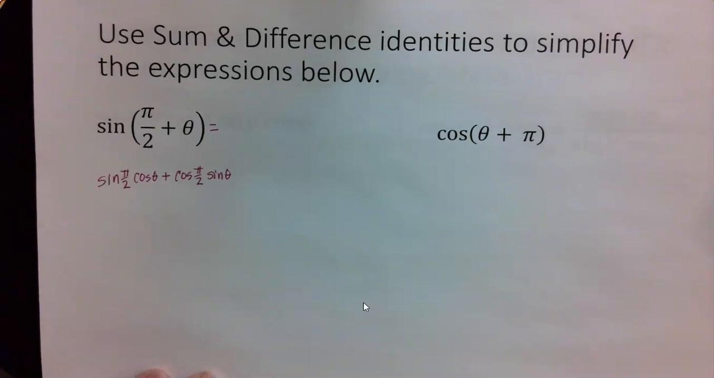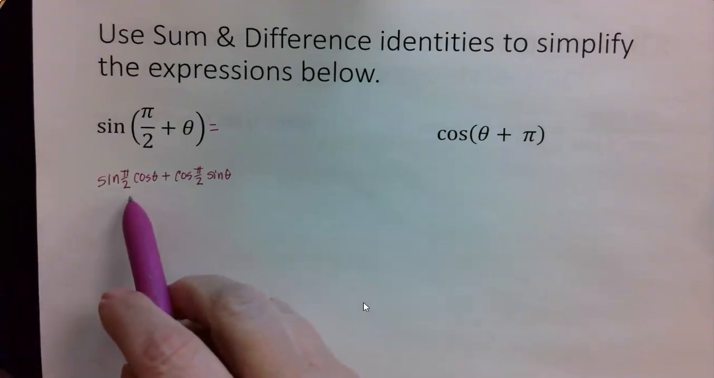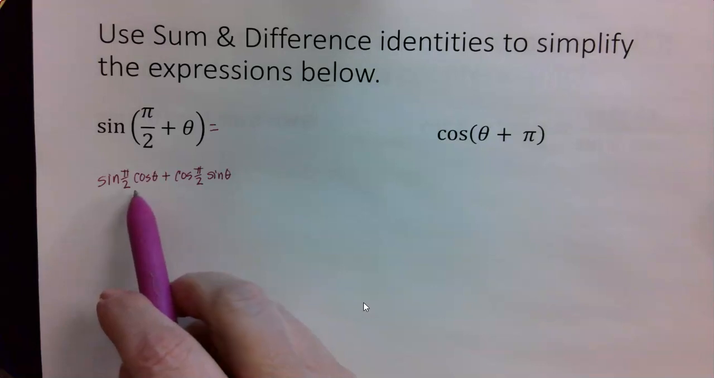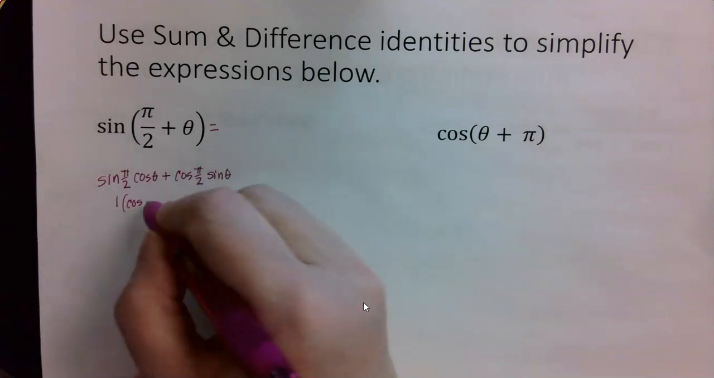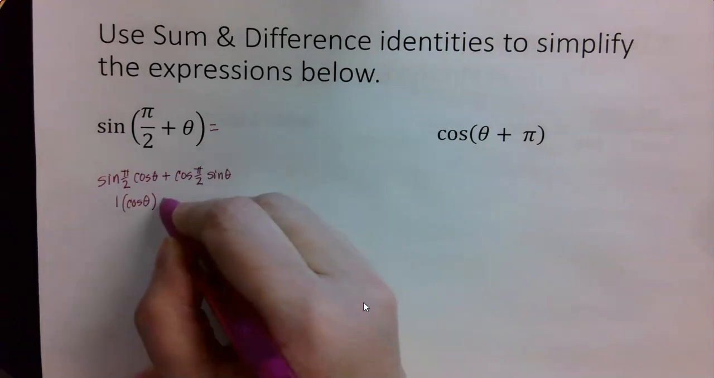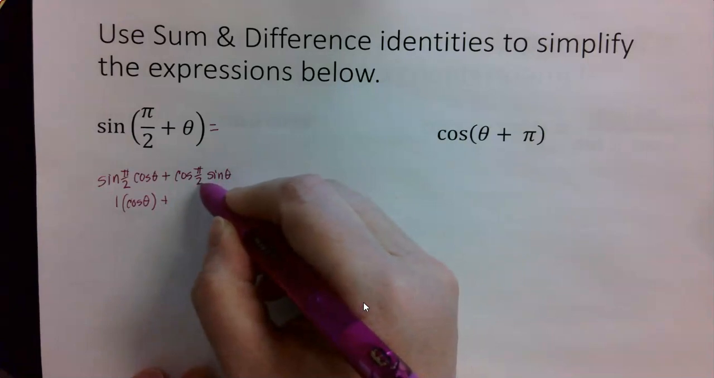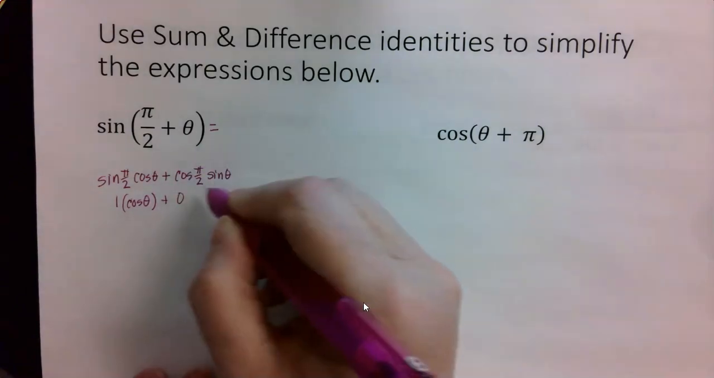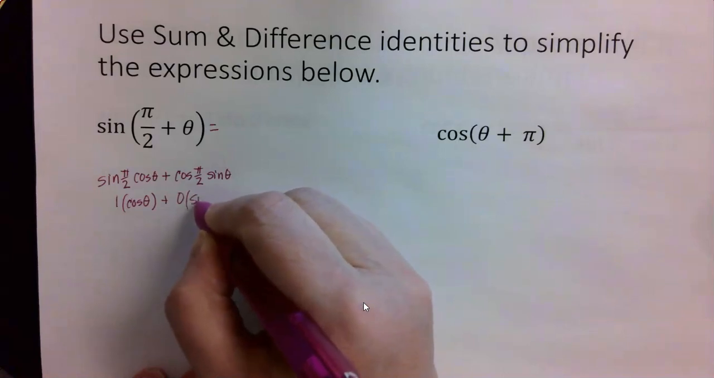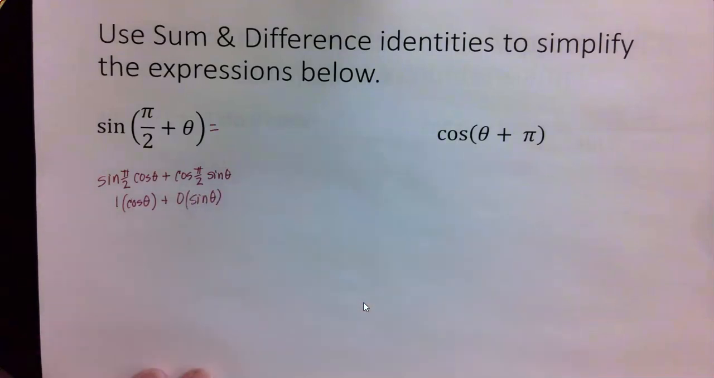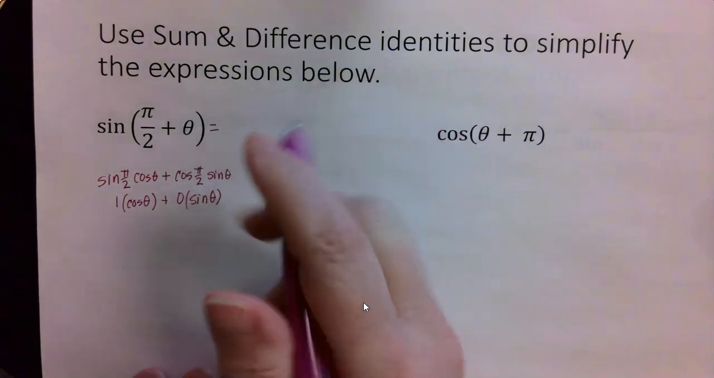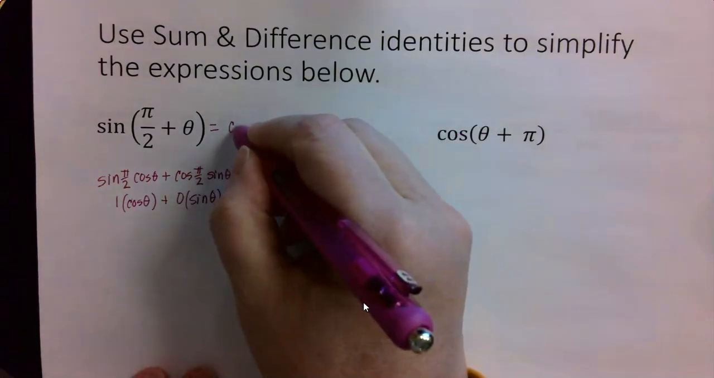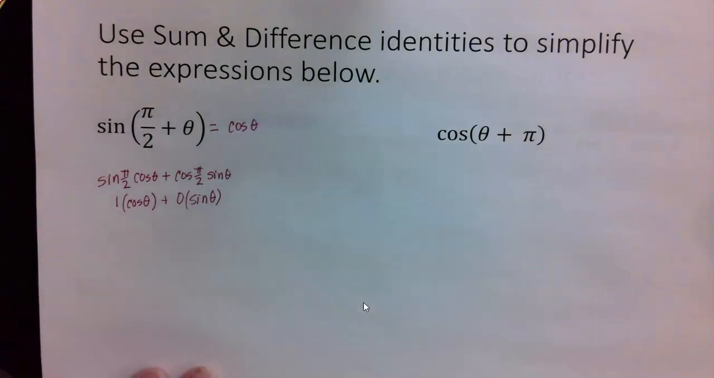All right, so we just do the math. What is the sine of pi over 2? The sine of pi over 2 is 1. We don't know the cosine of theta, so we've got the cosine of theta. Plus, what's the cosine of pi over 2? The cosine of pi over 2 is 0 times the sine of theta. So when you do that, 0 times the sine of theta cancels out. So this actually equals the cosine of theta.